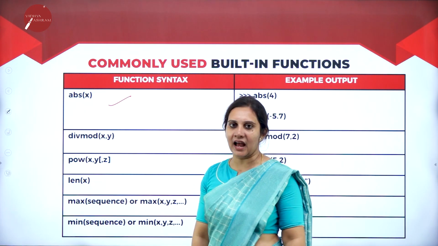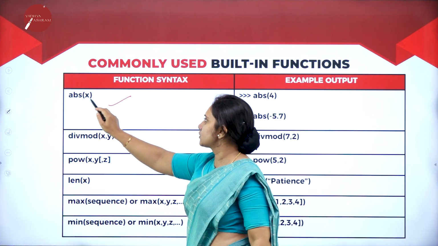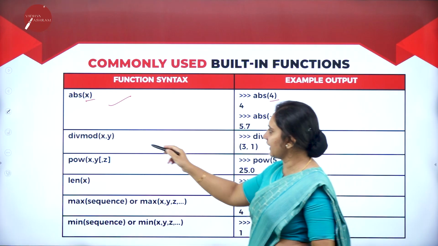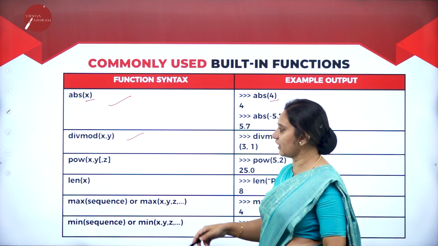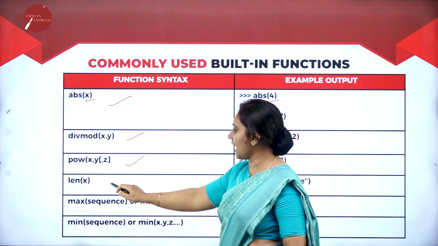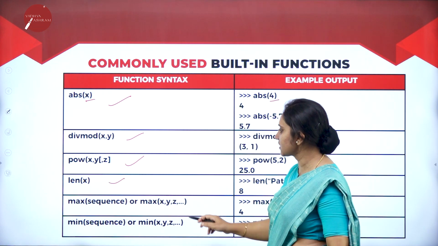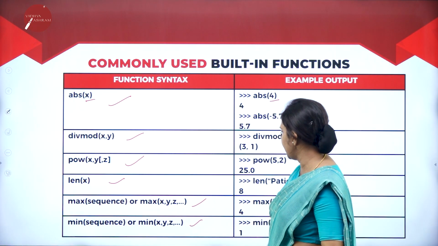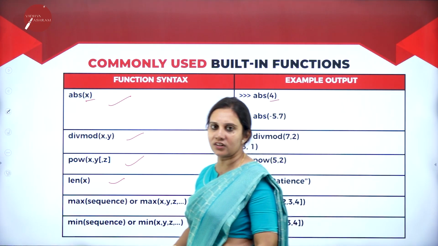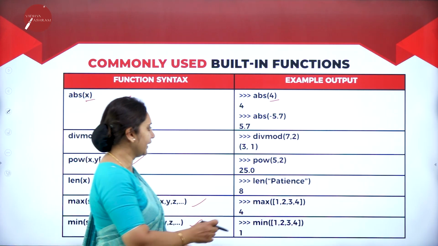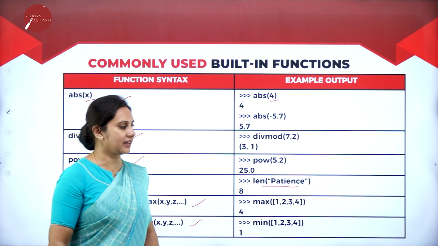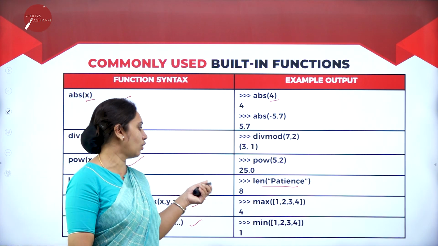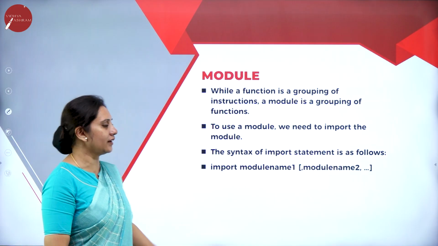abs is nothing but the absolute value of x. So here in the example, x can be 4. So what is the absolute value? Then divmod, that is the quotient and the remainder. The power of x, y, z, and len, which reads the contents, and the maximum and the minimum to find the largest and the smallest. Here you can see the length, what is the length of that particular value, how many letters are there, and the power of the particular number, that is the exponential form. So these are some of the built-in functions.